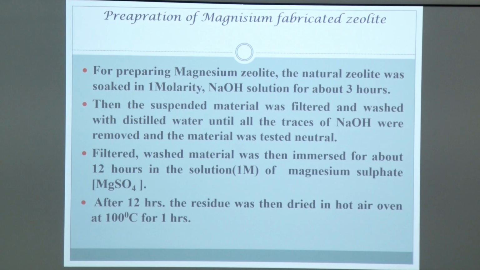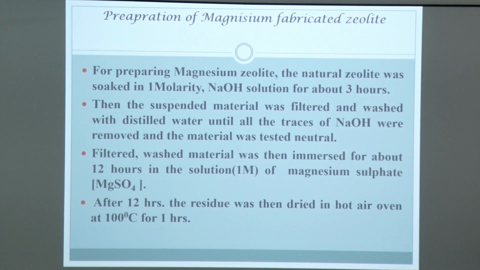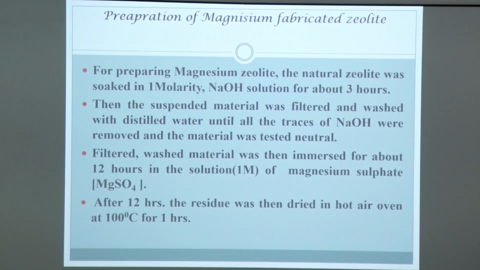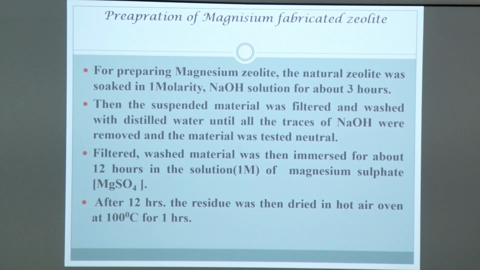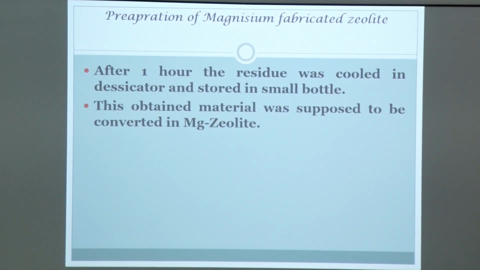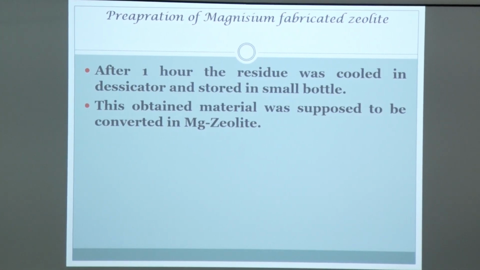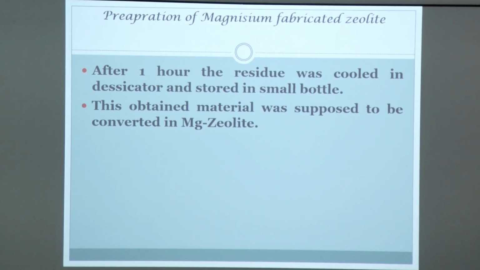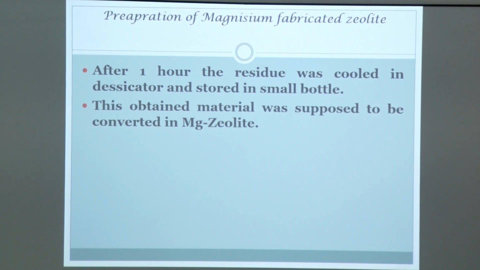It was filtered, washed, and then this material was immersed for about 12 hours in the solution of magnesium sulfate, so that the magnesium ions can be accumulated or associated with the natural zeolite. After 10 hours, the residue was then dried in a hot air oven at around 100 degrees Celsius for 1 hour, and then it was cooled in a desiccator, and then the material was stored in a small bottle. This is actually magnesium zeolite.